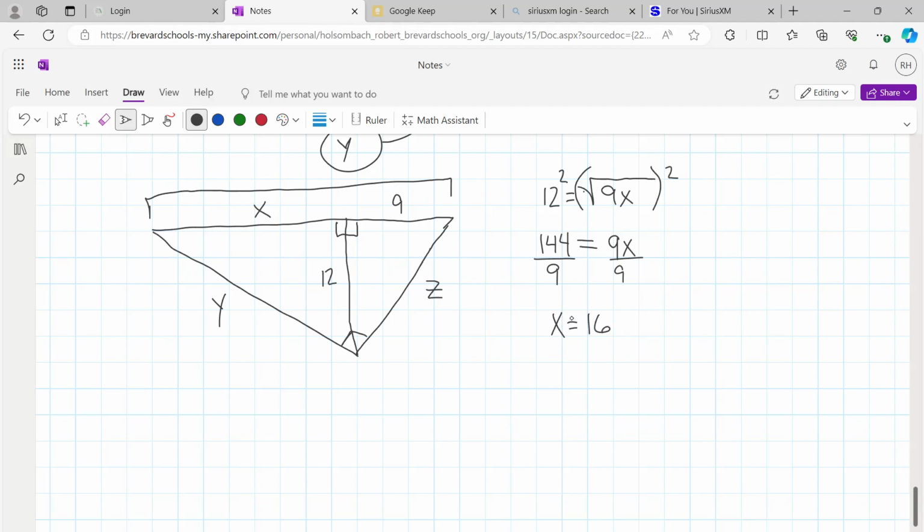And now with our x being equal to 16, that allows us to find this entire hypotenuse. So 16 plus the 9, that's 25. So now we go back to our formulas, and they say that y is equal to the square root of 16 times 25. And 16 times 25 is 400. So y equals the square root of 400, which is equal to 20.